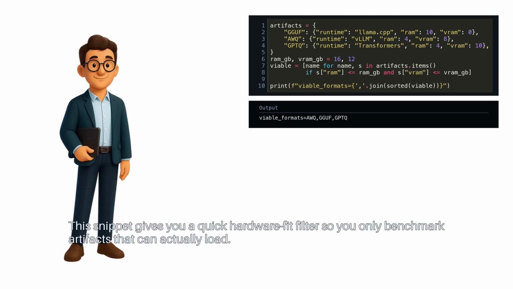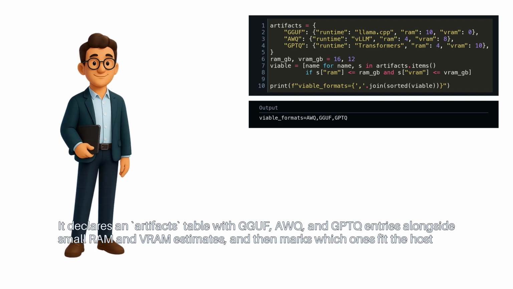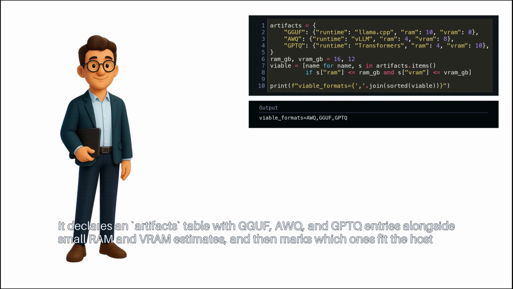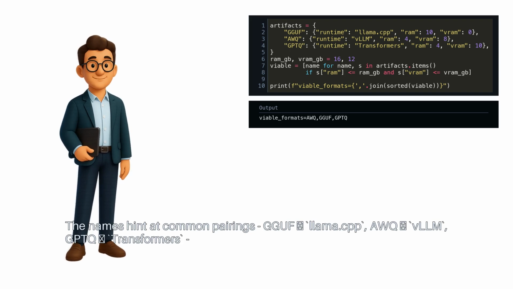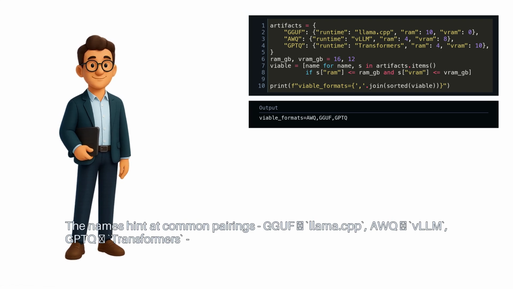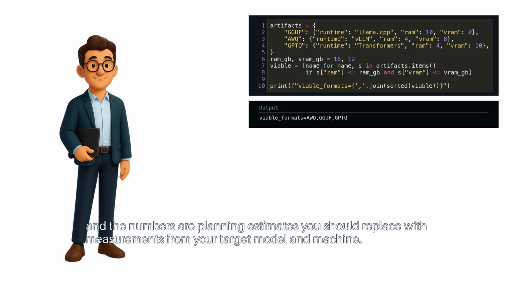This snippet gives you a quick hardware fit filter, so you only benchmark artifacts that can actually load. It declares an artifacts table with GGUF, AWQ, and GPTQ entries alongside small RAM and VRAM estimates, and then marks which ones fit the host budget. The names hint at common pairings: GGUF, llama.cpp; AWQ, vLLM; GPTQ, transformers. And the numbers are planning estimates you should replace with measurements from your target model and machine.